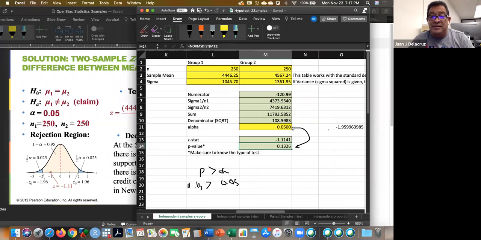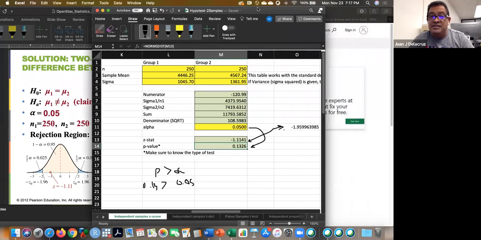We compare the alpha with the area under the curve, and we can make a call that we fail to reject because the p-value is greater than alpha. In this case, we have a 13% p-value and a 5% alpha. Also we can compare the Z statistic with the rejection regions, right? So let's do that. What I'm going to do here is make this bigger.